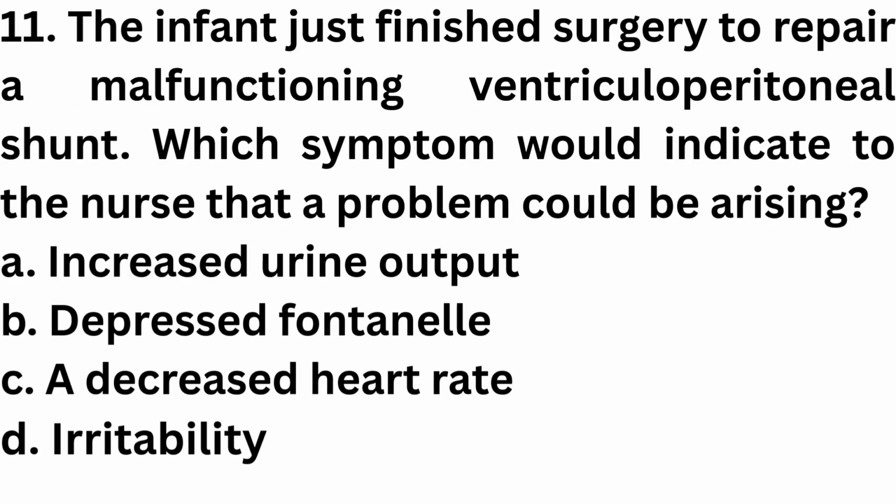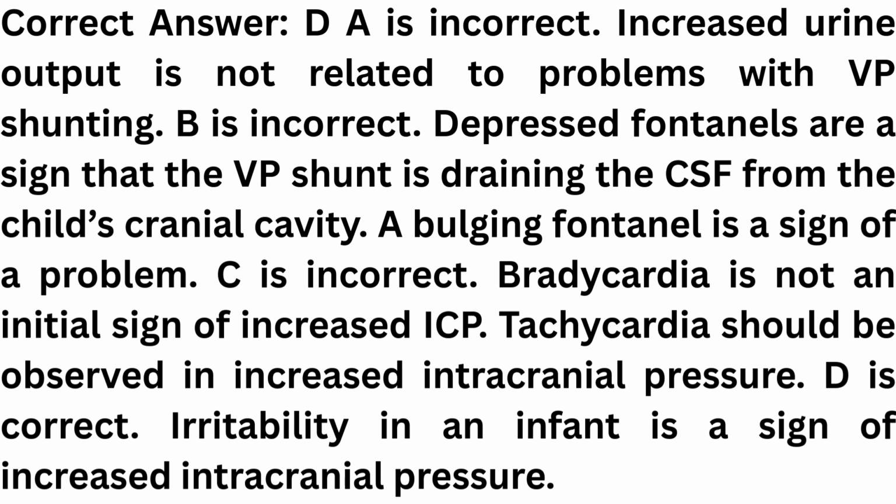11. The infant just finished surgery to repair a malfunctioning ventriculoperitoneal shunt. Which symptom would indicate to the nurse that a problem could be arising? A. Increased urine output. B. Depressed fontanelle. C. A decreased heart rate. D. Irritability. Correct answer. A is incorrect.